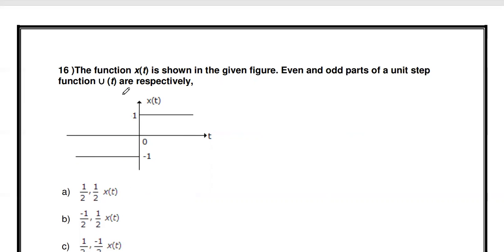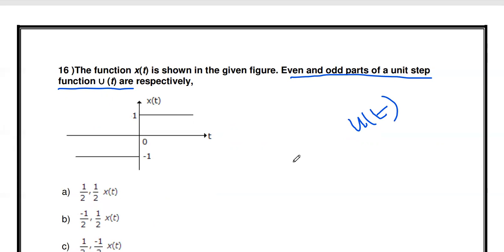Then the next one: the function x of t is shown in the figure. So what is this function x of t? It's a signum function. The even and odd parts of the unit step function are respectively what? The question is, we have to find the even and odd part of the unit step function in terms of this x of t. Here, u of t, the unit step function, is given. For this unit step function, we have to find the even part and odd part.